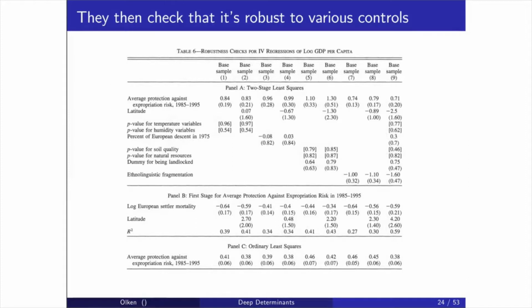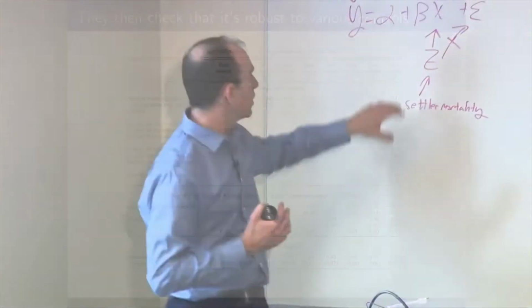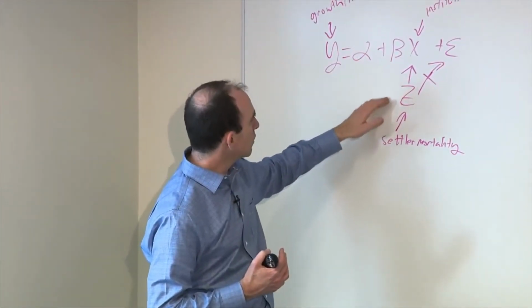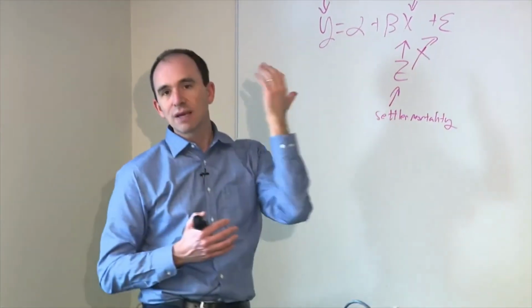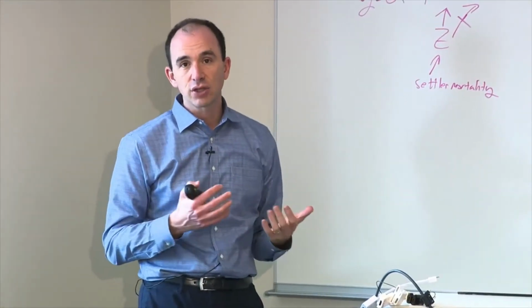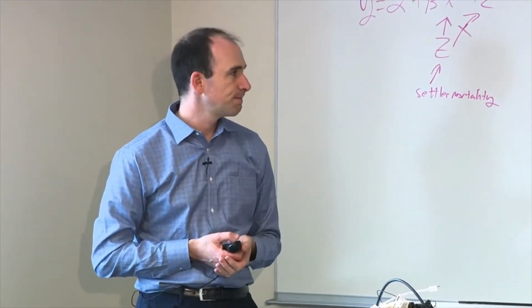They can add a whole set of temperature variables, a whole set of humidity variables. They can look at the fraction of people that are of European descent in a more recent period. The basic strategy is, we think settler mortality is reasonable, but if there's any story you can come up with for why it might not be really valid, we're going to either add additional controls or use subsample analysis to show that, in fact, the results go through regardless.